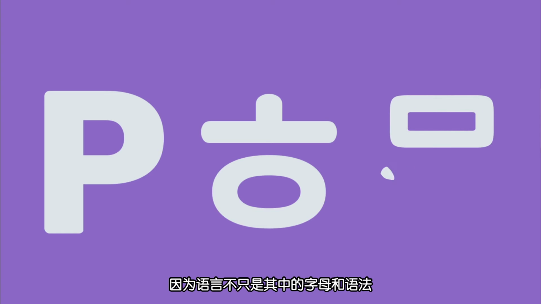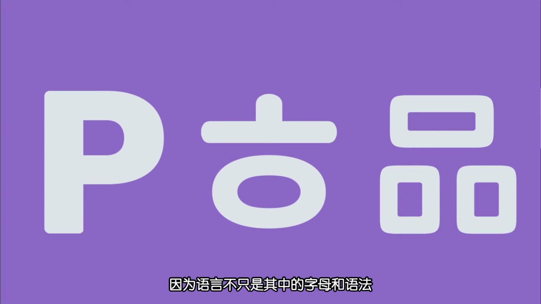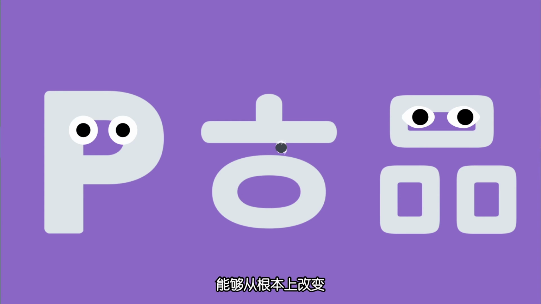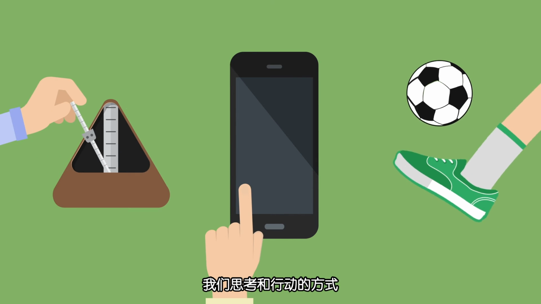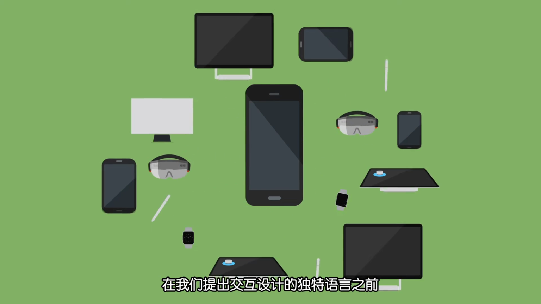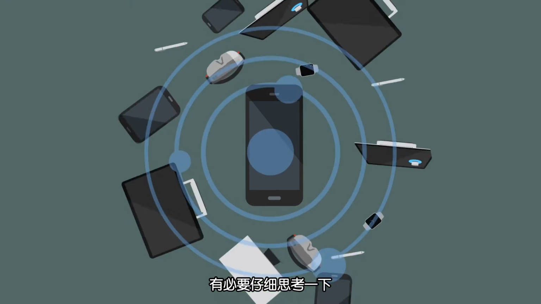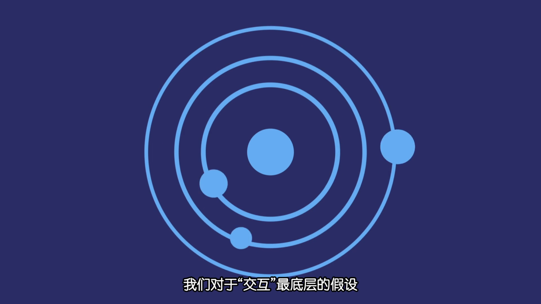Developing a language is very complex because a language is more than its alphabet and grammar. It also represents a specific perspective of looking at things. Mastering a new language can profoundly reshape the way we think and behave. So, before we develop the unique language of interactive technology, it is very important to examine our fundamental assumptions about it.